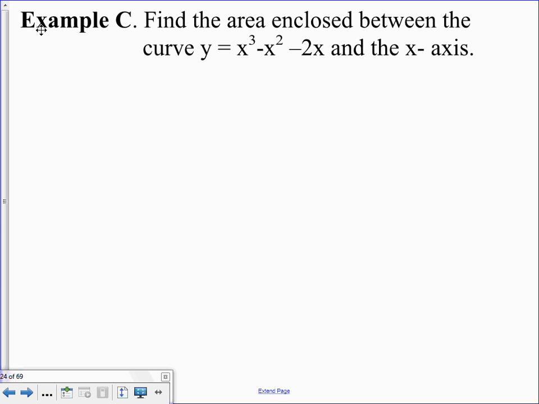Find the area enclosed between the curve y equals some cubic and the x-axis. You guys are pretty good with polynomials, right? All right, we're not going to go to our calculator to see what it looks like. Do we know what cubics look like in general? Nice. You know cubics? So we're going to sketch it.